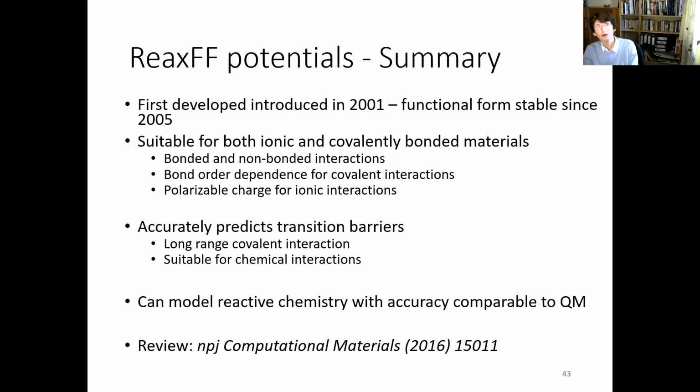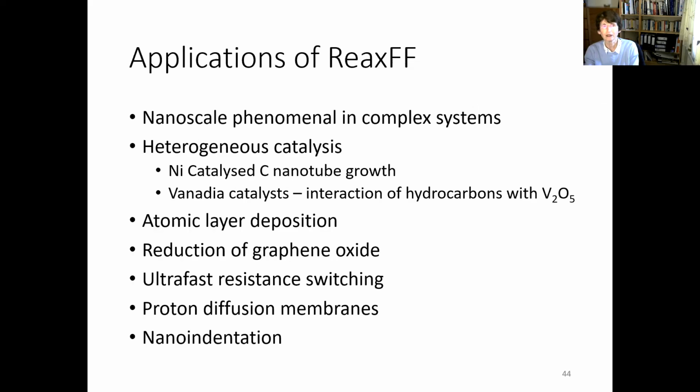because if you can imagine for chemical reactions, obviously the charge on your atom or your molecule is going to change as the chemical reaction proceeds. So that's a very important part you need to capture, especially for chemical interactions. So it can accurately predict transition barriers, and it does long-range covalent interactions, also very important for chemical interactions. And it claims it can model reactive chemistry with accuracy comparable to quantum mechanics. And there's, again, the review paper. It's worth a read. Very good, very clear.